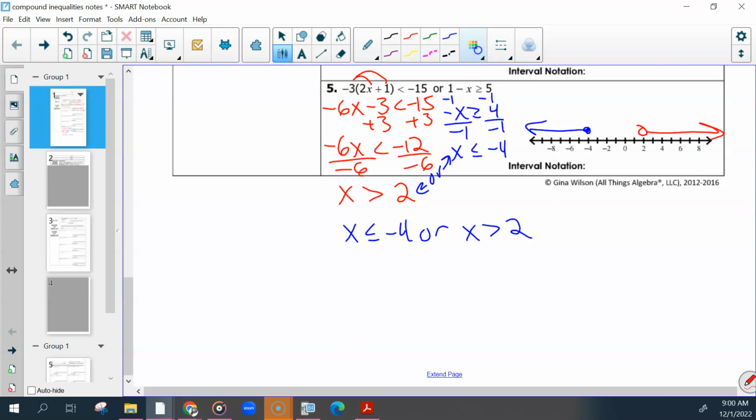How would we write that interval notation? What are we starting at? Is that where we start? Reading left to right? It would be negative infinity. Then we stop at negative 4 with a bracket. Or we start again at 2 with a parenthesis and go to infinity with a parenthesis.